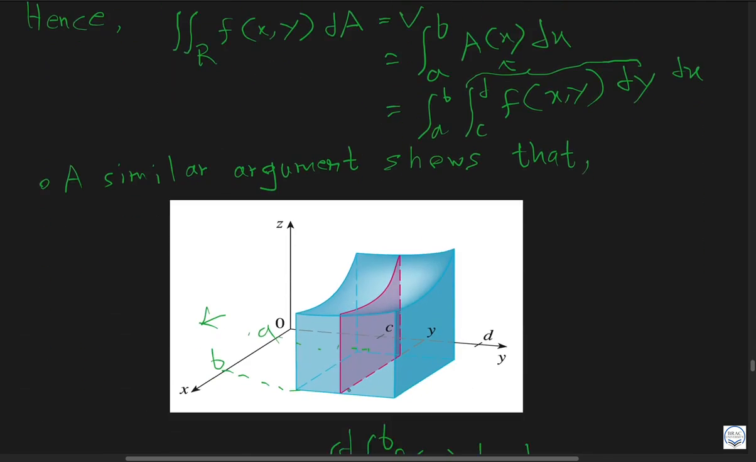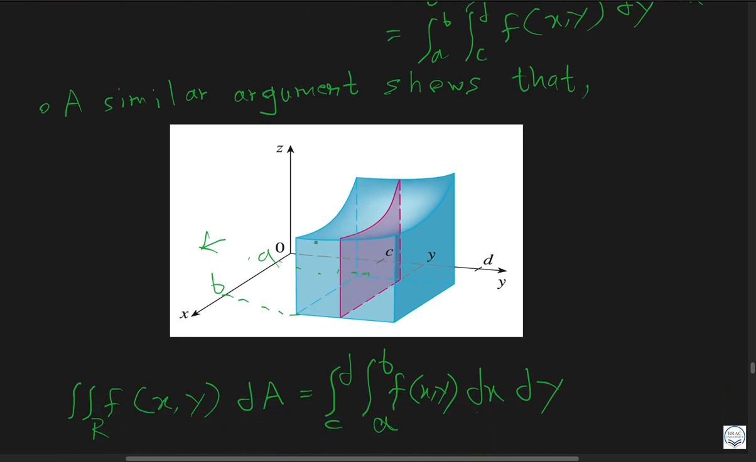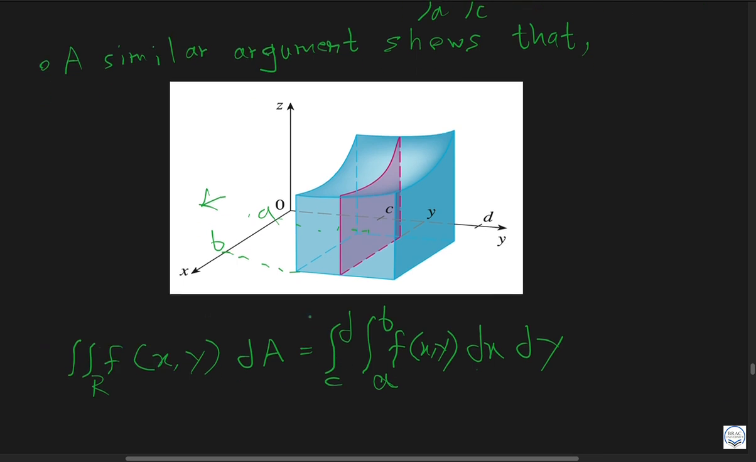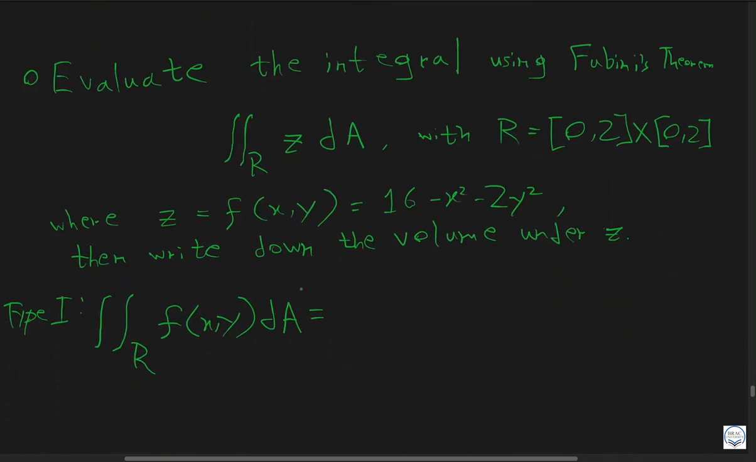Now a similar argument will show you that if we keep y as a constant on a particular slice where we change x and z, you can show with the exact same reasoning that the double integral is also equal to this particular integral where we do the x integral first and then the y integral. This is type 2. This is a type 2 way of doing this integral. And now we will do a problem.